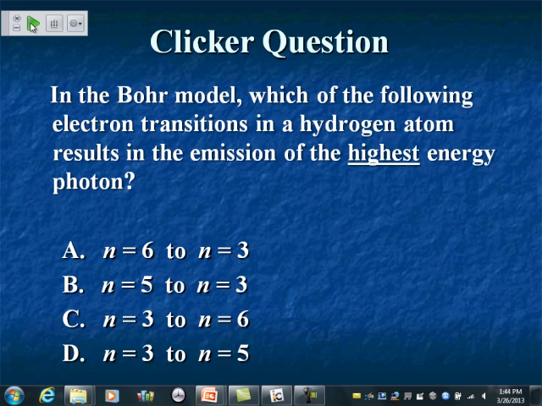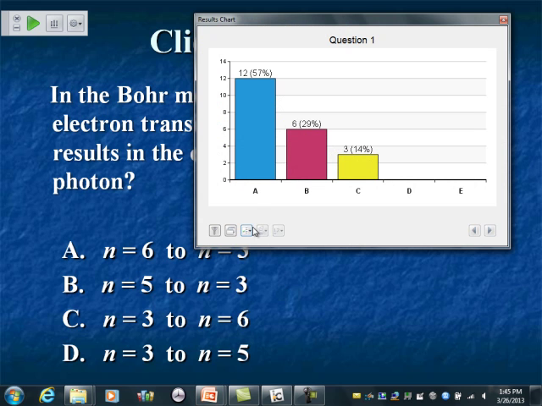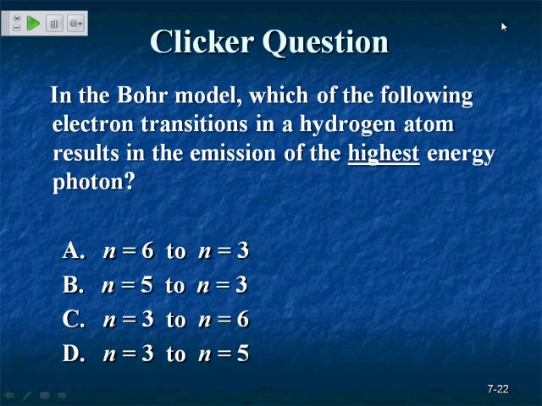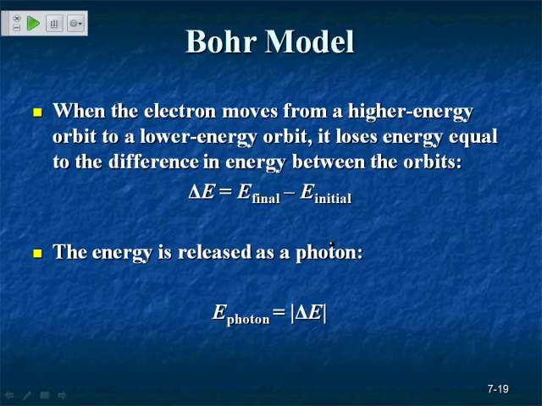N is equal to 6 to N is equal to 3? 5 to 3? Why? Answer should be A, 6 to 3. Wow, still a majority of. Let's just look at that picture one more time, guys. That's why I said look in the picture in your book.